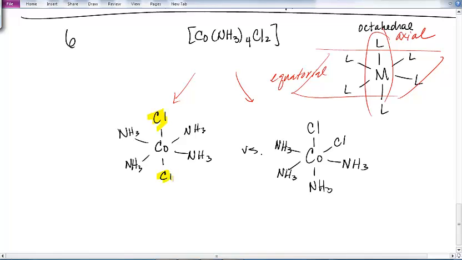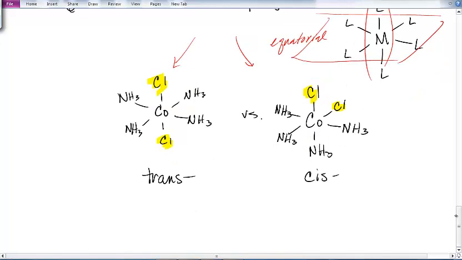So here, they're opposite each other. Here, they're next to each other. Opposite is trans. This is the trans version of this isomer. This is the cis version. And the reason that that's important is because in an isomer, it changes the properties. These are two different molecules.